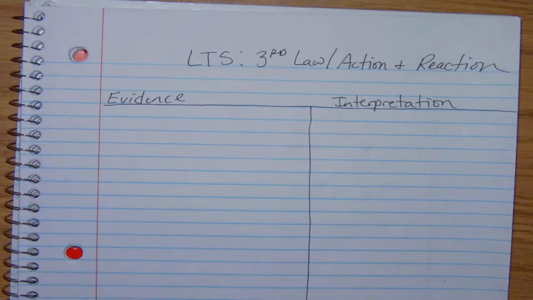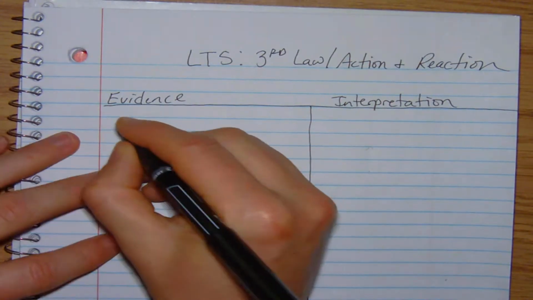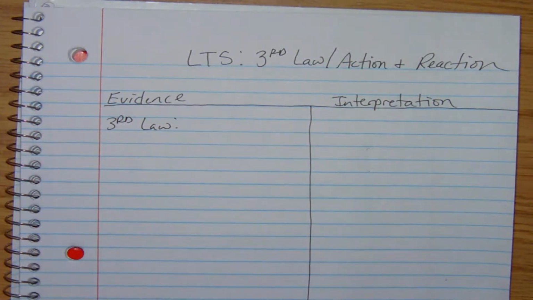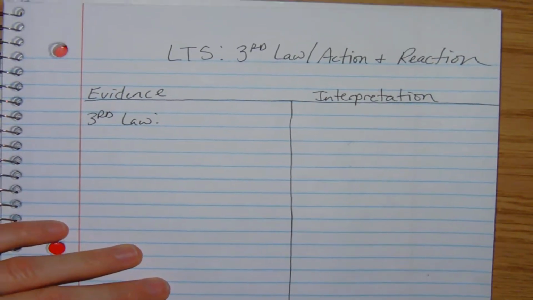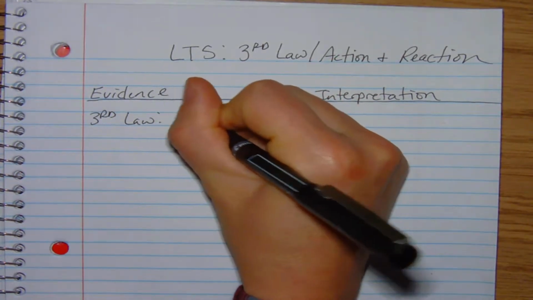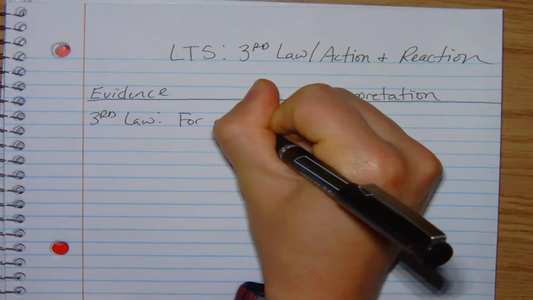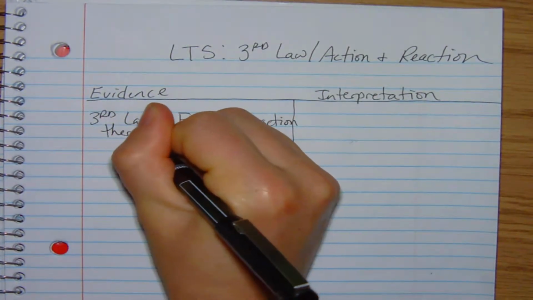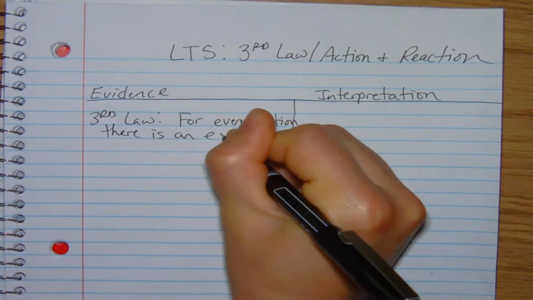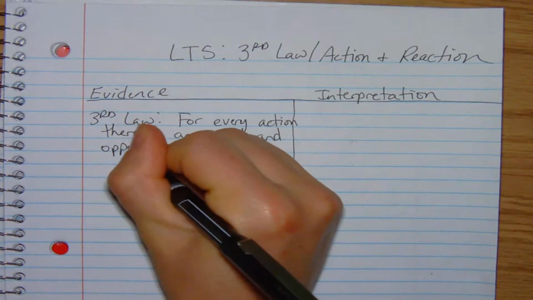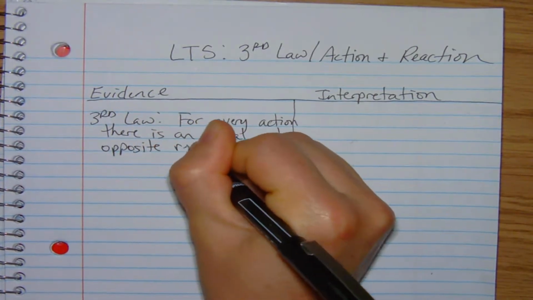So to start off with, we're just going to get our third law definition. The third law states, it's probably the most famous, the one you're most likely to remember from your middle school years: for every action, there is an equal and opposite reaction.